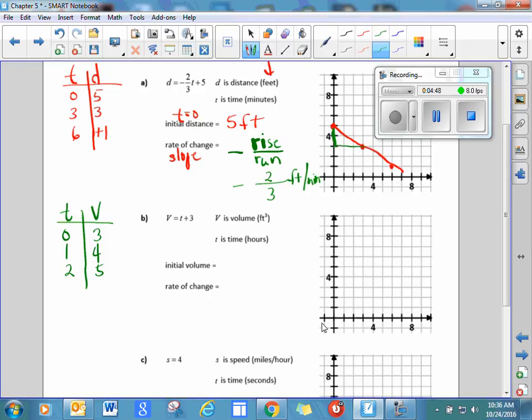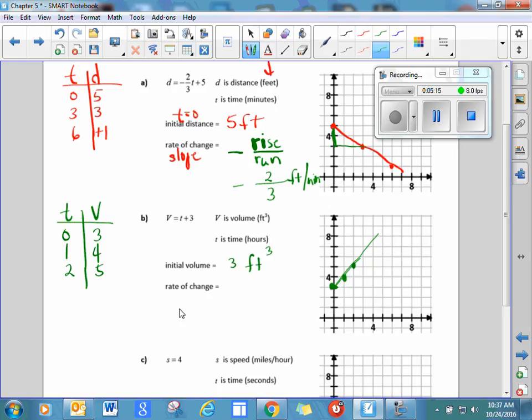Go over and plot. So 0, 3, 1, 4, 2, 5. And if you connect the dots with a straight edge, you get a straight line. And we look at the initial volume. What is the volume when time is 0? Well, the volume is 3 cubic feet.